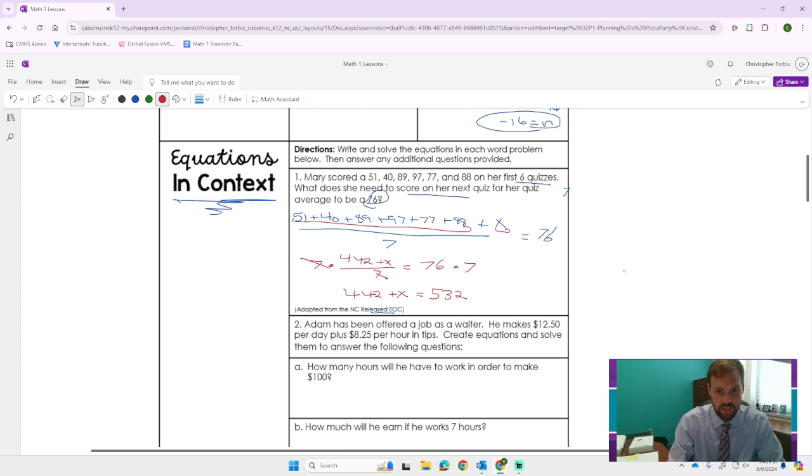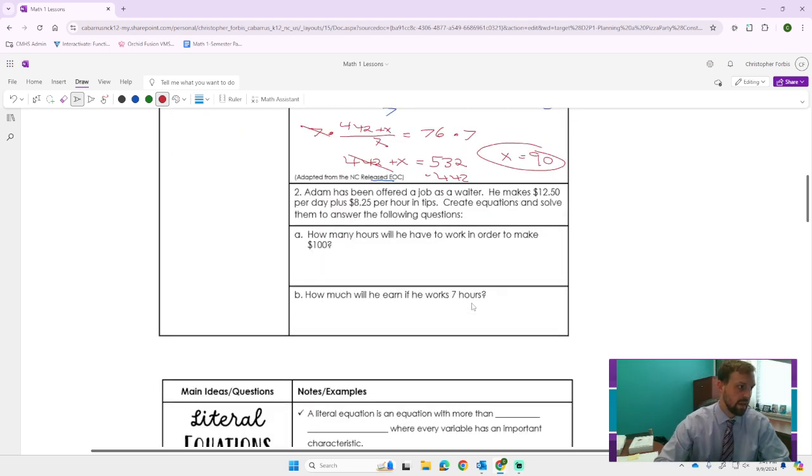And then since we're plussing, we're going to subtract it. So I'm going to subtract 442 from both sides. Those go away, and I'm left with X equals 90. So test your answer if you get it. It's saying that you have to get a 90 to get an average of 76. So if I add up all 7 numbers and divide by 7, I should get an average of 76. Okay?